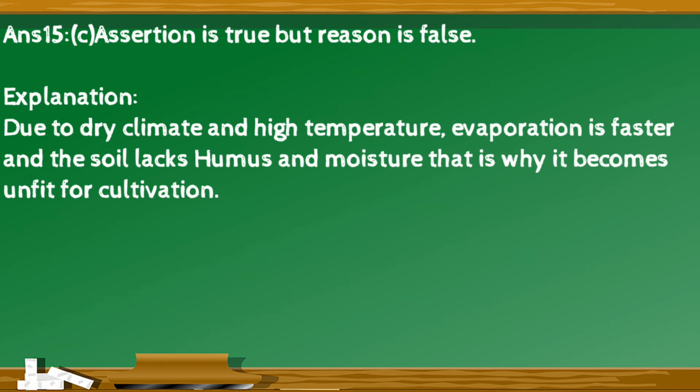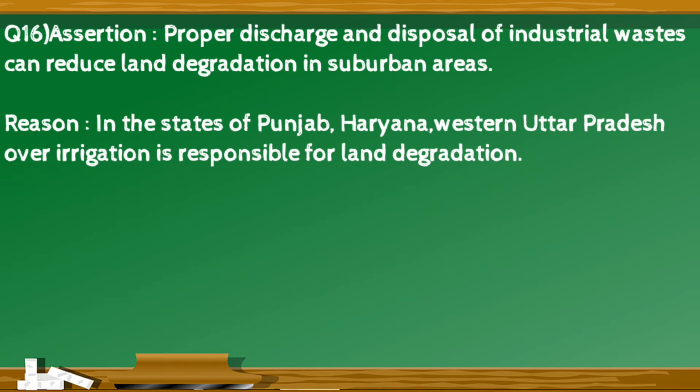The right option is C. Assertion is true but reason is false. Explanation for this is due to dry climate and high temperature, evaporation is faster and the soil lacks humus and moisture. That is why it becomes unfit for cultivation.